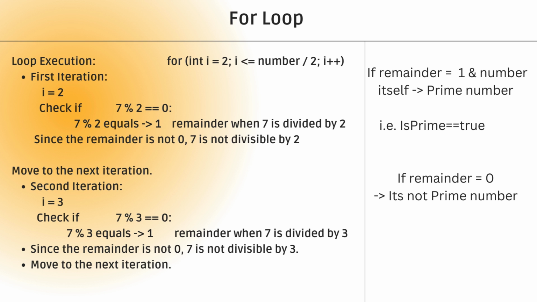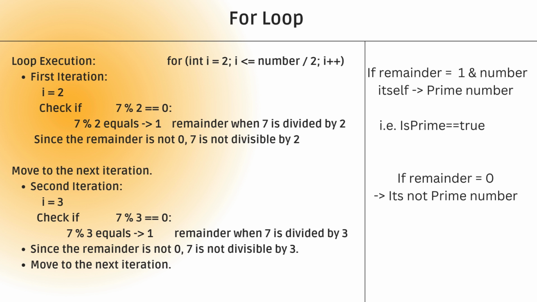3. When I becomes 3, it will move to the next iteration where it will again check whether the given number is divisible by 3 or not. If we divide 7 by 3, again it leaves one remainder, right? That means at every iteration, the remainder we are getting is 1, and at last the number itself, that is 7. That means our condition has passed and this is a prime number. So the boolean that we declared, is prime, becomes true.